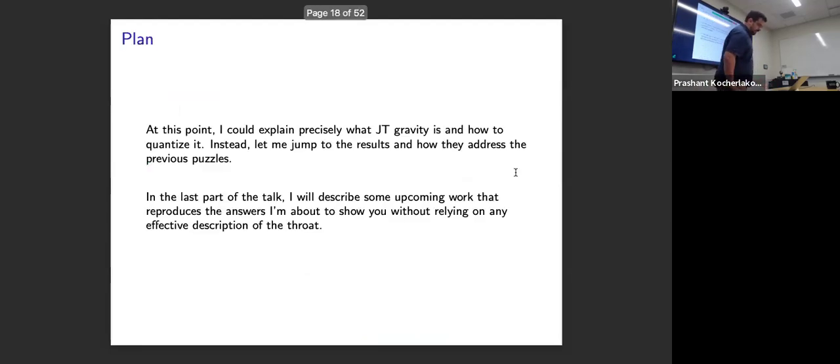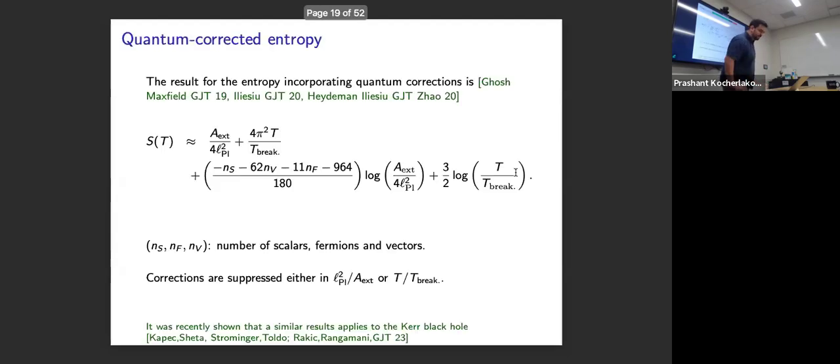Yeah, thanks for the question. So we could follow two routes. I could explain precisely what JT gravity is, I assume you maybe heard about it already, and how to quantize it. But instead, let me jump to the results and how they address the previous puzzles. And partly the reason why I wanted to do it this way is that in the last part of the talk, I will describe some upcoming work that reproduces the answer I'm about to show you without relying on any effective description of the throat and without doing any small temperature expansion. So for that reason, I wanted to mention JT gravity because that's how these effects were found. But I will tell you how to derive them later, in case you're bothered by using 2D gravity to say something in higher dimensions. We won't have to do it.